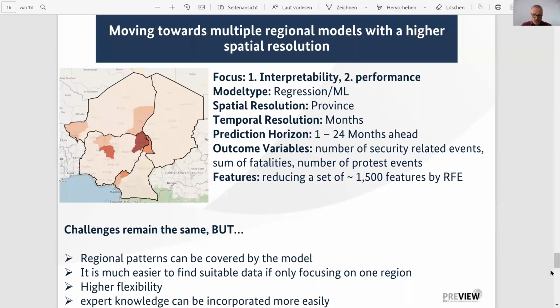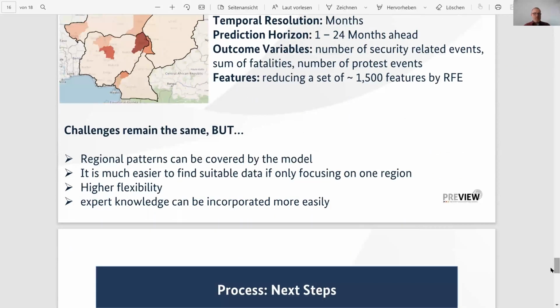But you also have chances, in my opinion. Can you scroll down, please, a little bit? Thank you. On the one hand side, you can discover regional patterns, and the model can incorporate them, because you are not fitting a model on the whole world and on all available countries. You're just focusing on one region, which can be beneficial for the next step. And it's also much easier to find suitable data if you are only focusing on one region instead of the whole world.